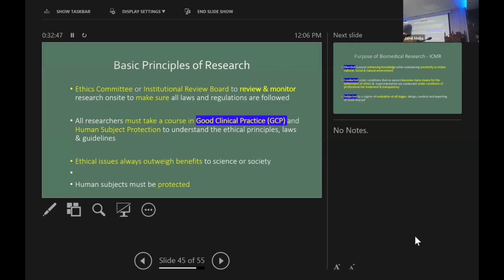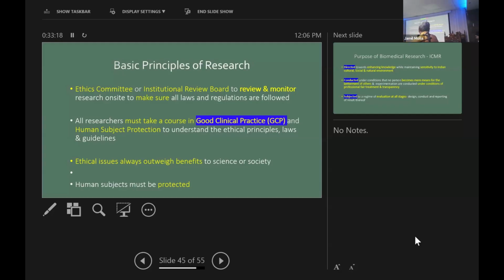the institutional review board. They are supposed to review and monitor the progress of the research, and it has also been made essential that all researchers must have exposure to good clinical practice, GCP. Sir will be talking on GCP. So this is also an essential part. Anybody cannot undertake research unless he does the course on GCP, good clinical practice. So that is also essential for researchers to undergo.